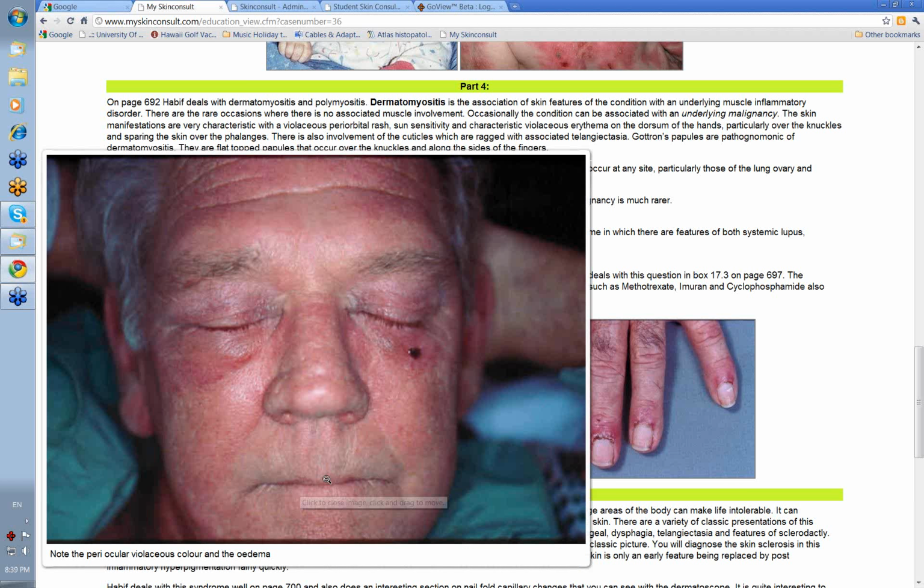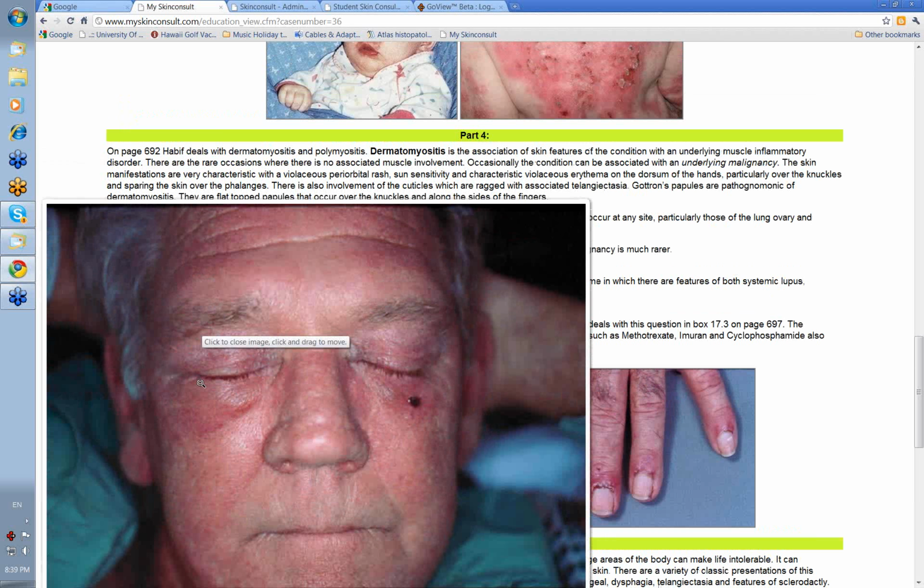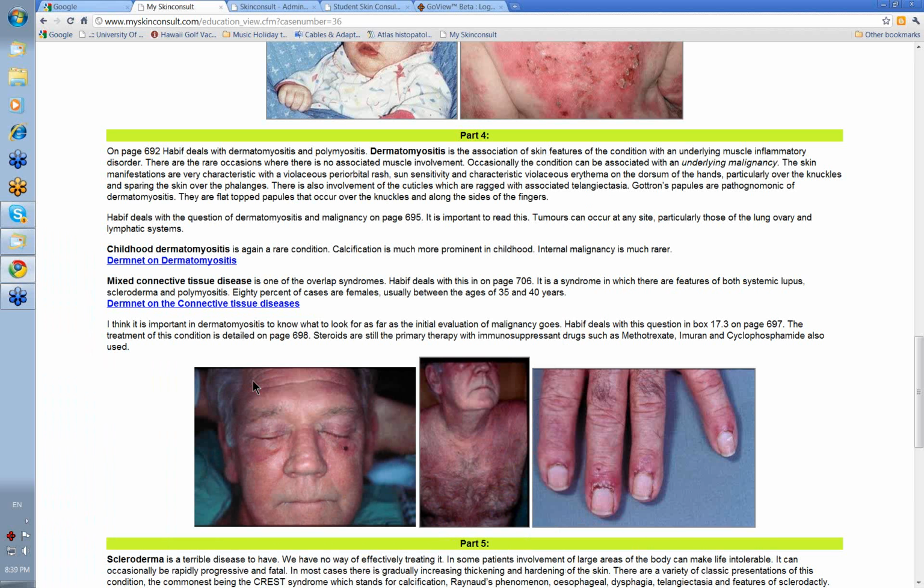Someone with dermatomyositis will present with periocular, what they call a heliotrope, a purplish sort of discoloration here. And often there's some edema as well. As well as the purply color, there's some periocular edema. They usually have a degree of photosensitivity and sometimes have a rash on the elbows, the points of the elbows, where you might not expect it, and the points of the knees.